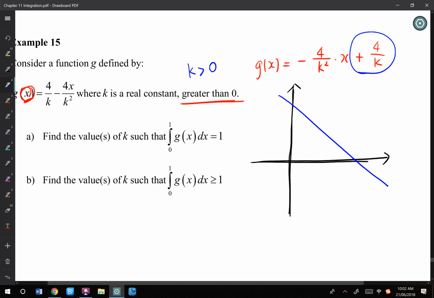Okay, 0 to 1. I might have different k values. Say if 0 is here, it depends on where 1 is. Whether 1 is on this side or 1 is on this side, that will be different. If 1 is here, then I just talk about this area to be 1. If 1 is on that side, it should be this minus this triangle minus the small bit, which still gives you 1.